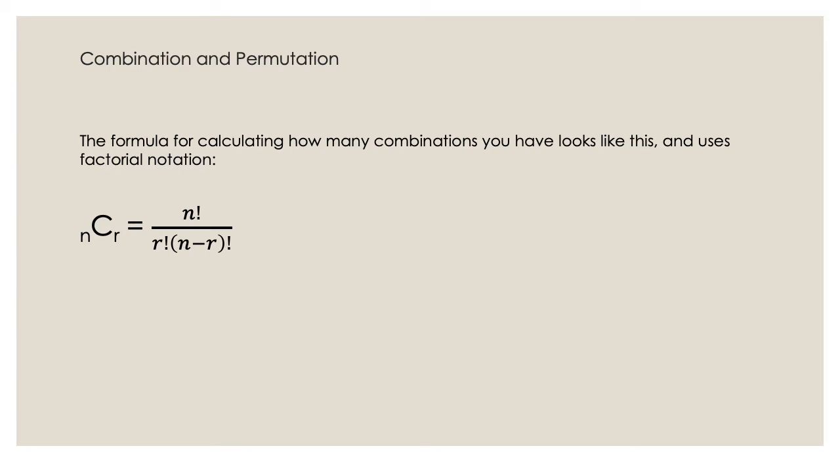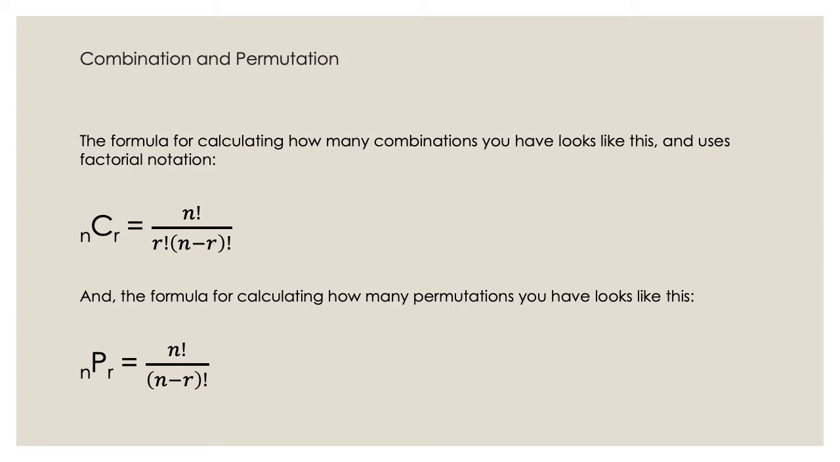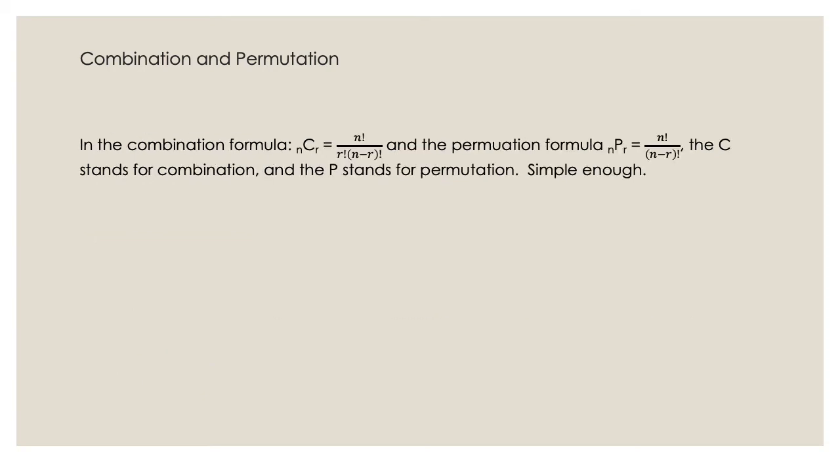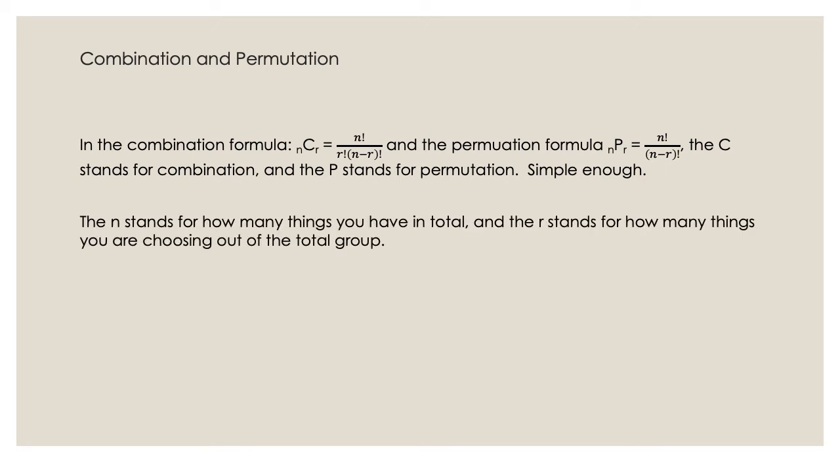The formula for calculating how many combinations you have looks like this and uses factorial notation. And the formula for calculating how many permutations you have looks like this. In the combination formula and the permutation formula, the C stands for combination and the P stands for permutation. Simple enough. The N stands for how many things you have in total, and the R stands for how many things you are choosing out of the total group.